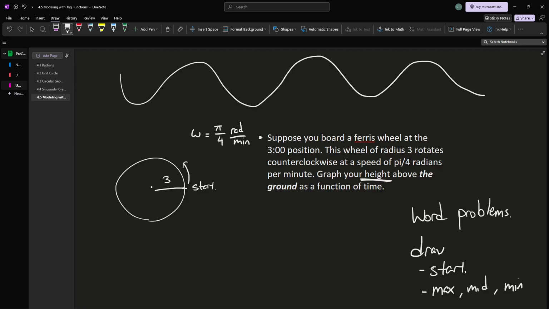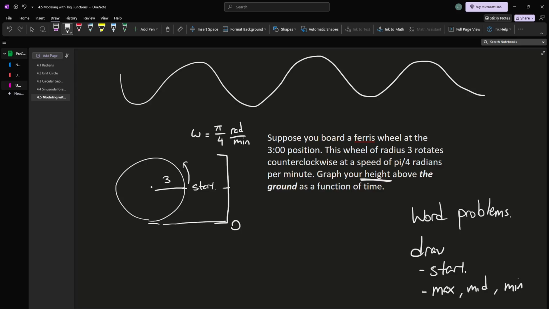And I see I care about my height. So my whole height right here off the ground. So my max, my mid, and my min. I want to see what is the most basic to start with. This Ferris wheel, it didn't say it. I probably should include it, but we could assume it is touching the ground at the bottom. So therefore, the height above the ground is 0. My minimum is 0.